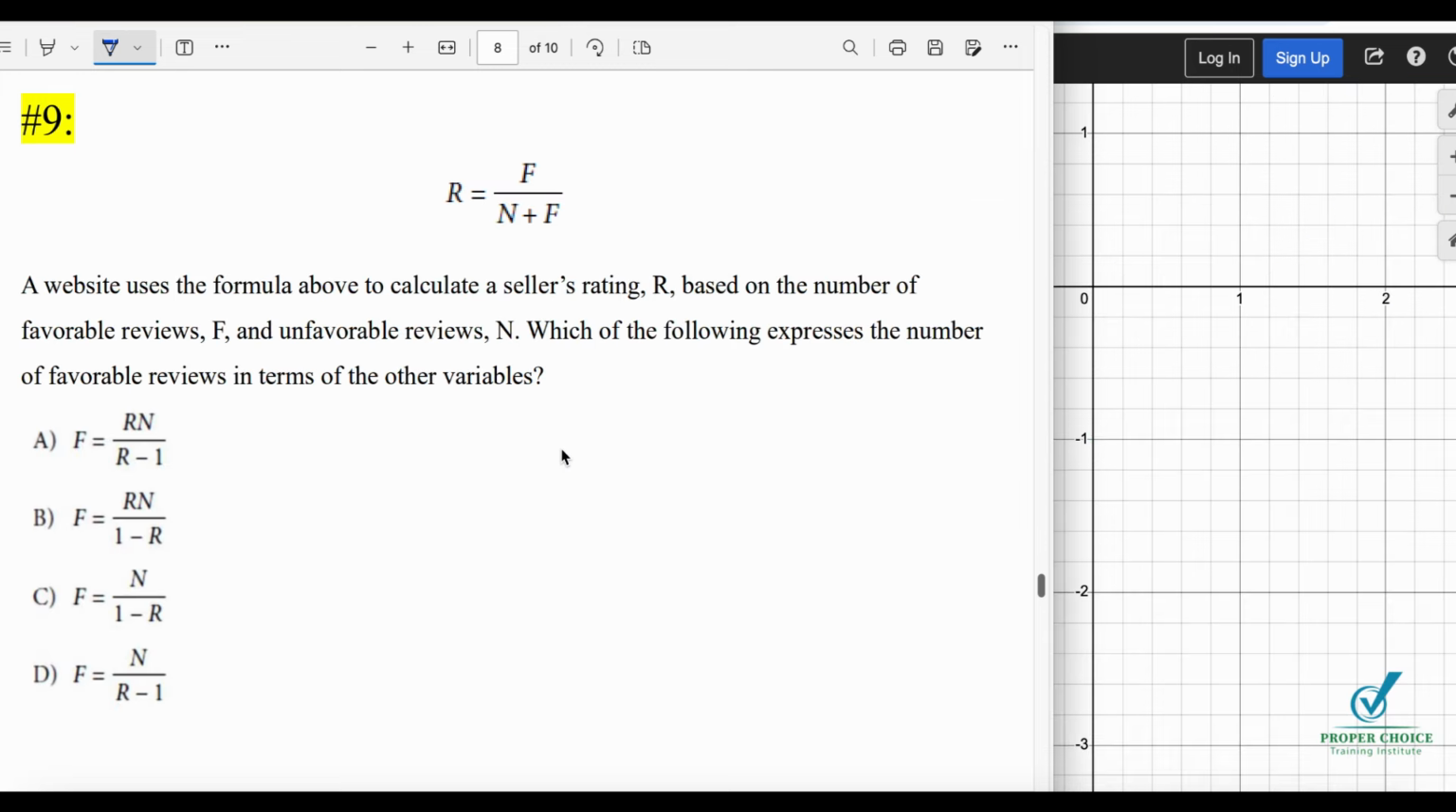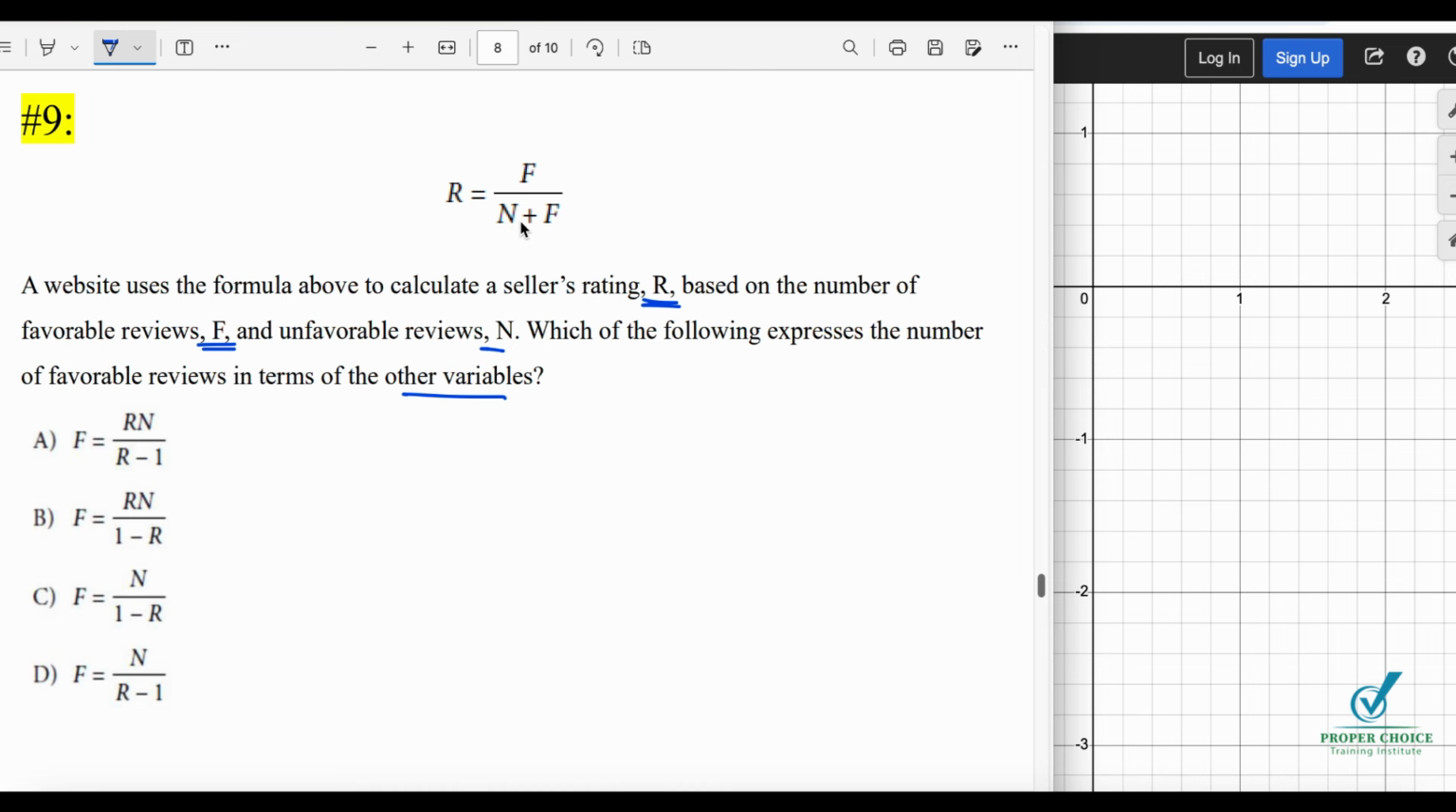Next question is: a website uses the formula above to calculate a seller's rating R based on the number of favorable reviews F and unfavorable reviews N. Which of the following expresses the number of favorable reviews in terms of the other variables? So an equation or expression has been given, and they are asking you to solve for favorable reviews in terms of the other variables, R and N.